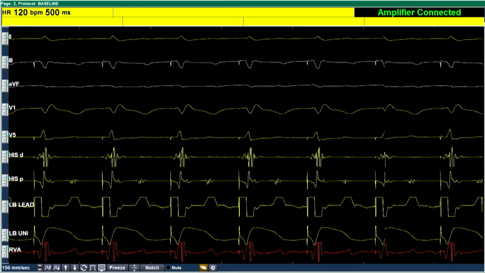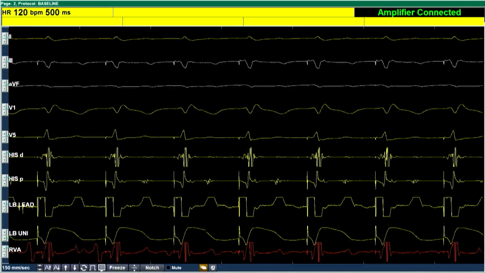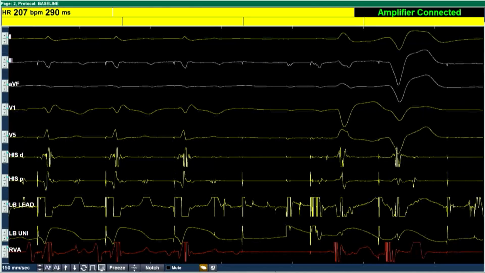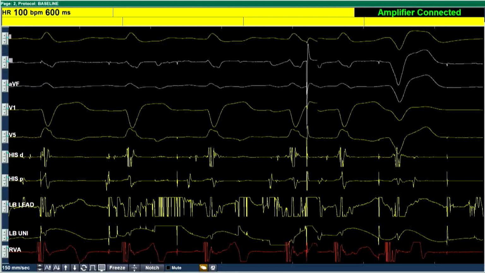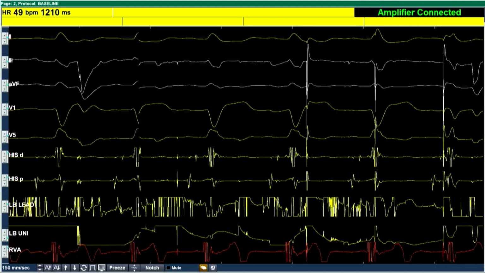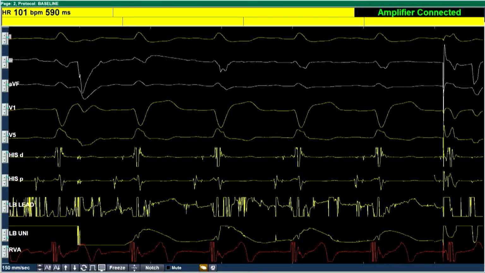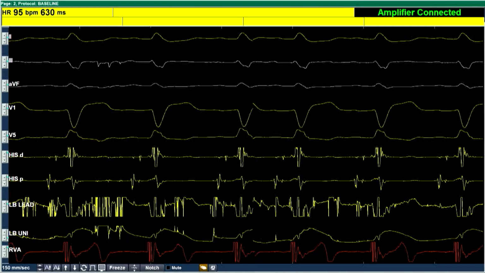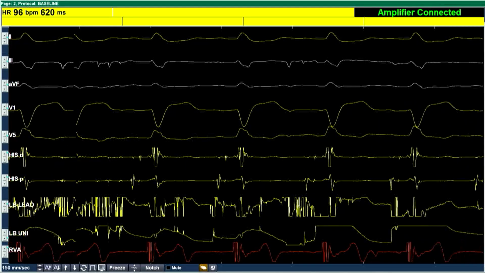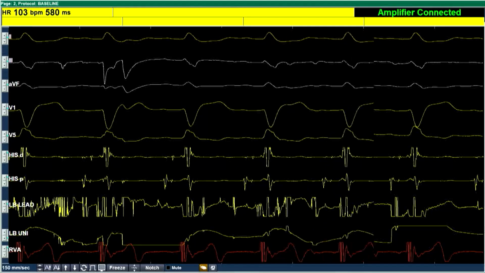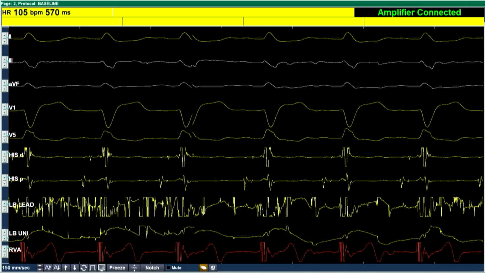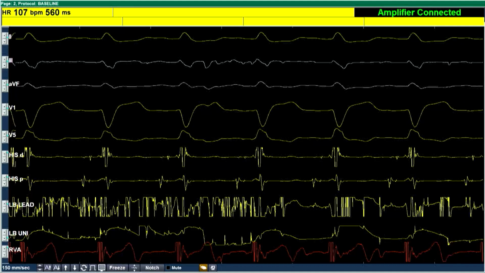0.5, 0.4, 0.3. Last bit, can you show it to us? Off pacing, off pacing. What is the impedance like? Impedance right now is 480. 418. Okay, the capture is good, the threshold is good, and reduce amplitude, William, of left bundle lead alone.